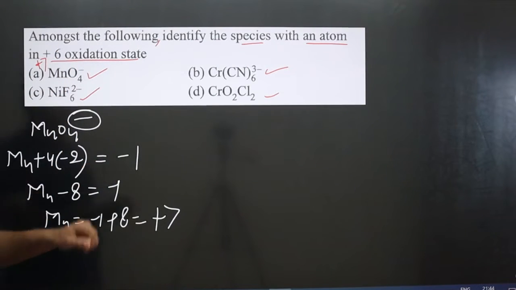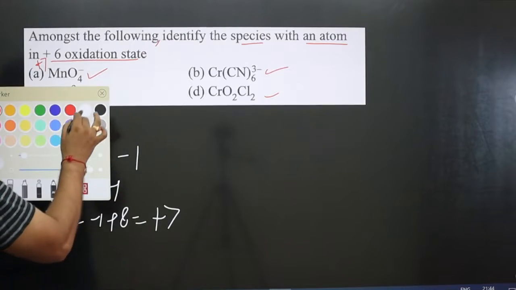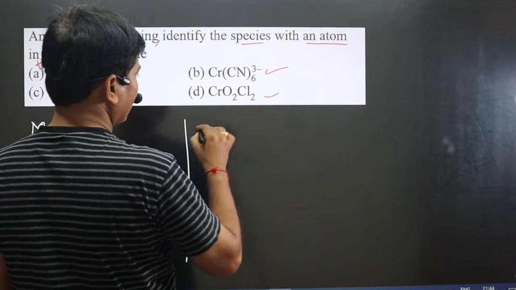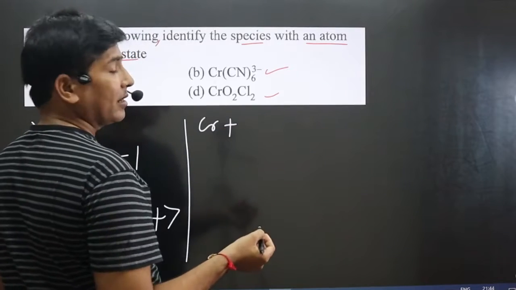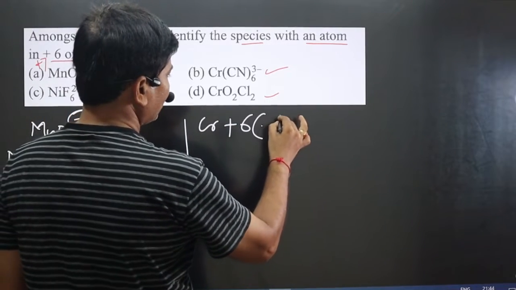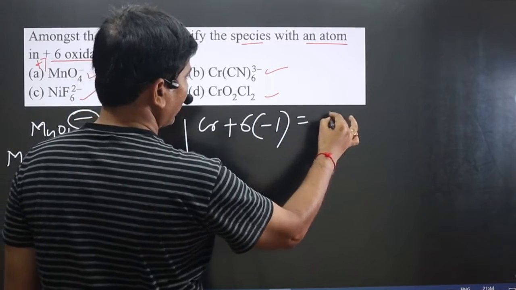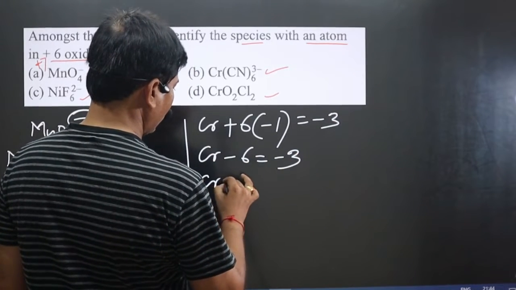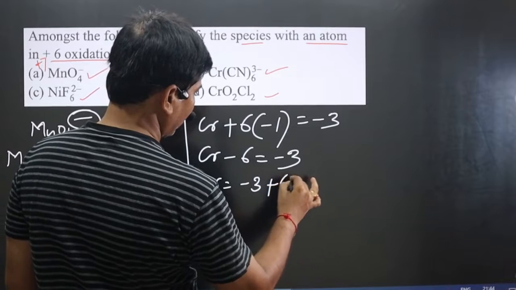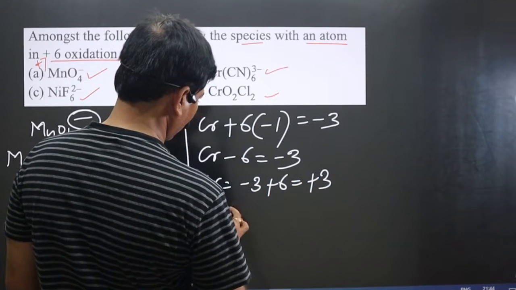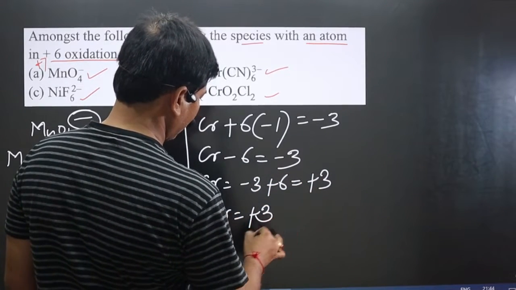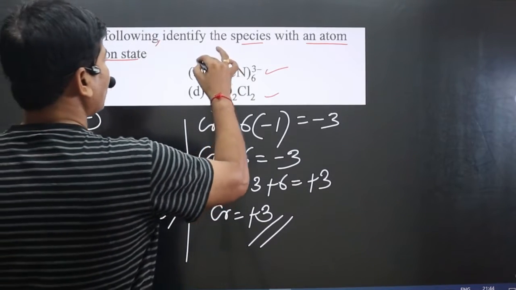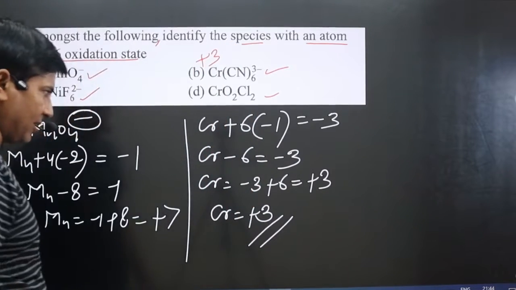Then we go for option B. In this case we have Cr(CN)6, with the charge -3. How many CN are there? 6. Each CN is -1. Total charge is -3. Simplify: Cr - 6 = -3, then Cr = -3 + 6, which gives +3. So we got chromium is present in +3 oxidation number.